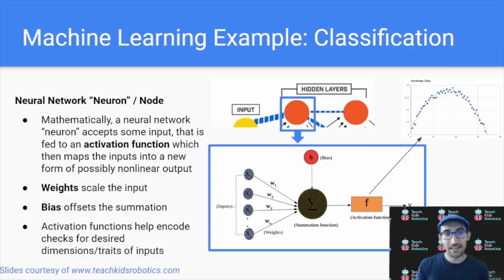There are also weights and biases inside of this function that alter the input and feed it to the next layer, that basically scale the input or offset it. Again, at the end of the day, the neural network is implemented mathematically, and the inputs are always encoded numerically, so that these hidden layers are performing math on the inputs and eventually arriving at an answer. And we'll talk more about how this answer, based on classification, is done using these hidden layer activation functions. These activation functions help encode checks for desired dimensions or traits of the inputs.